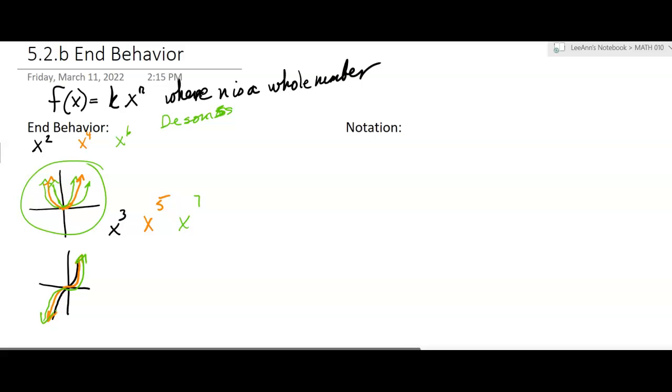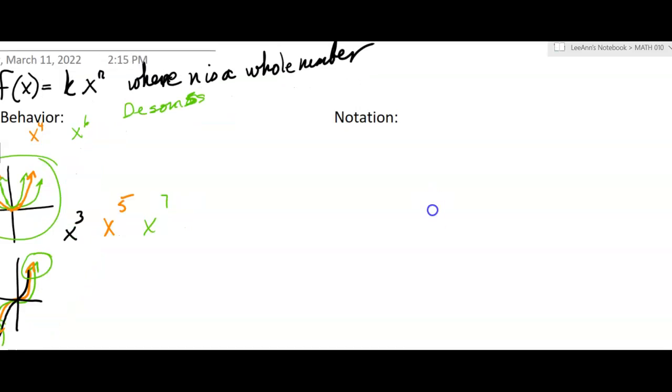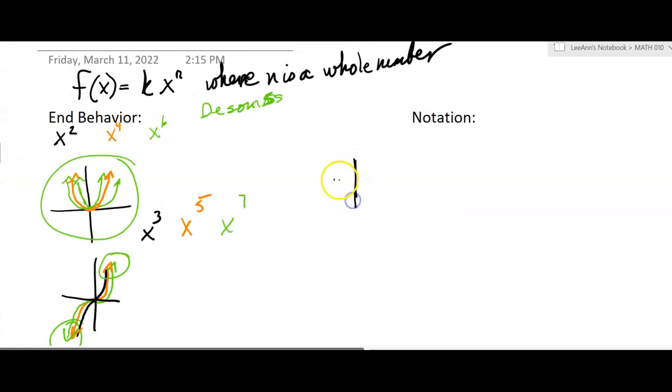Okay, so we're going to talk about what's called end behavior, how the functions are moving on the ends. Like, which way are they going? Are they going toward infinity? Are they going toward negative infinity? That's what we're talking about when we talk about end behavior. So what I want to talk about is the notation now. Let's look at this little graph, just the basic parabola. I don't have it drawn very well.